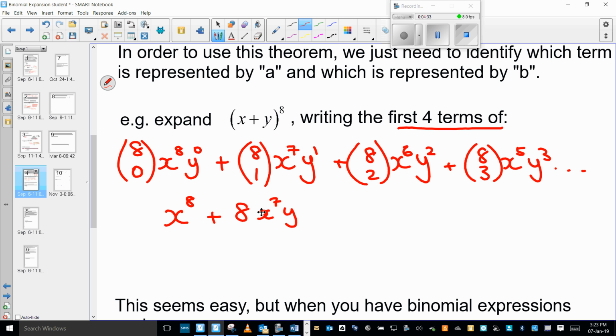But now we do need to know the next number in Pascal's triangle. So, how are we going to do this? Do you want to write Pascal's triangle, or do you want to do the calculation? We write it.